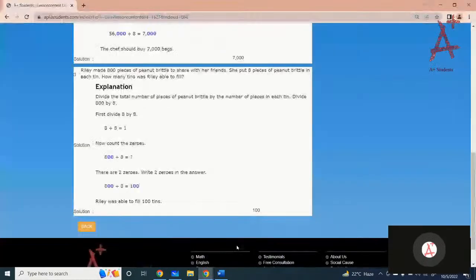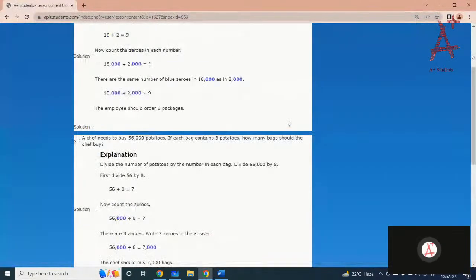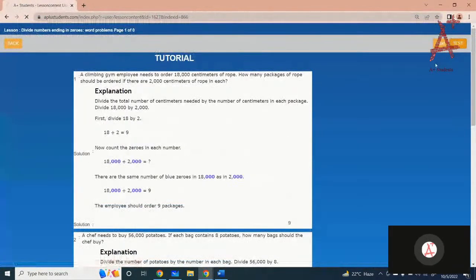Okay, on the top right corner, you have a test button. Just click on the test button so that we can do some of the practice questions.